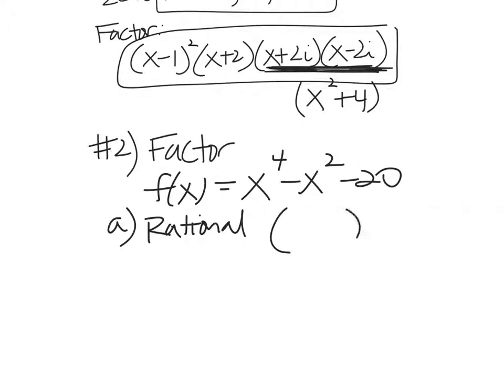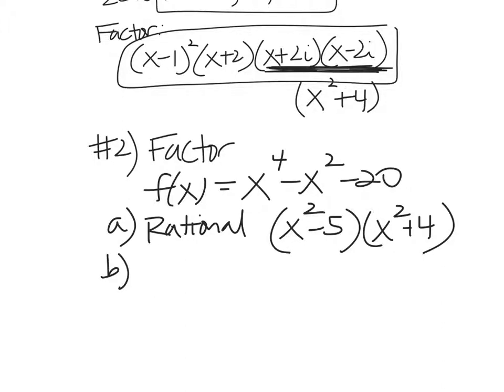Do you remember how to factor a fourth degree polynomial like this? Yeah? You factor like a normal one? Yeah, exactly. But instead of x and x, you're using x squared and x squared. And then what times what's negative 20 adds up to negative 1 would be negative 5 and positive 4. So that would be factored over the rationals.